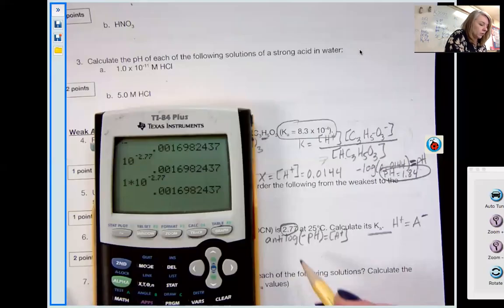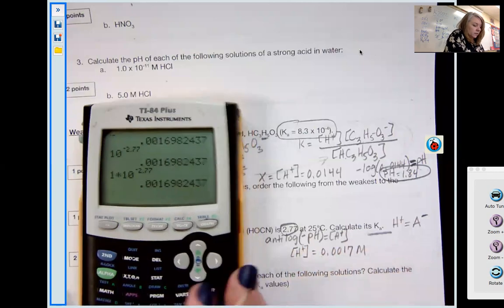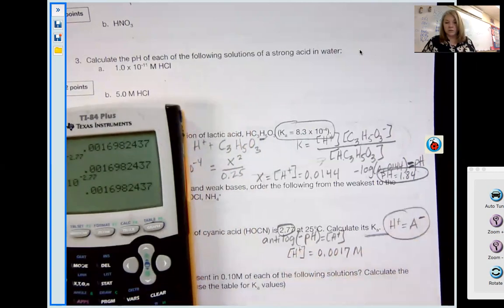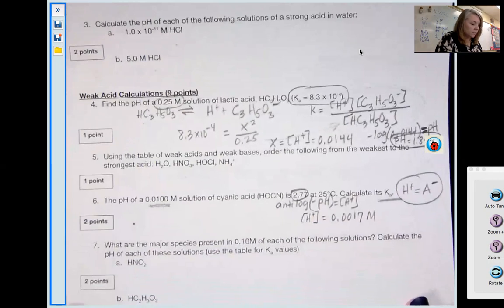So once you have your H positive concentration, you also know your anion concentration. We're going to call that a 7 right there. Okay, and so just remember that the H positive and the anion concentration are the same value. All right, let's look at any of these other things that you've got.